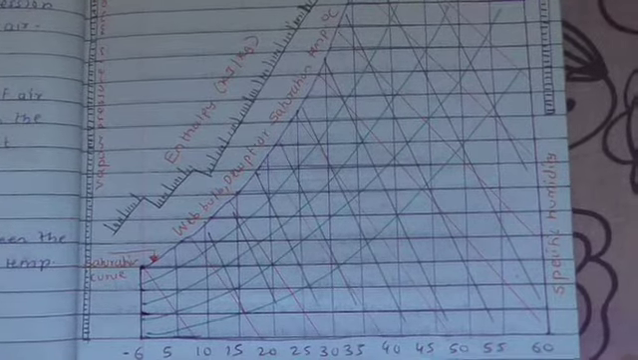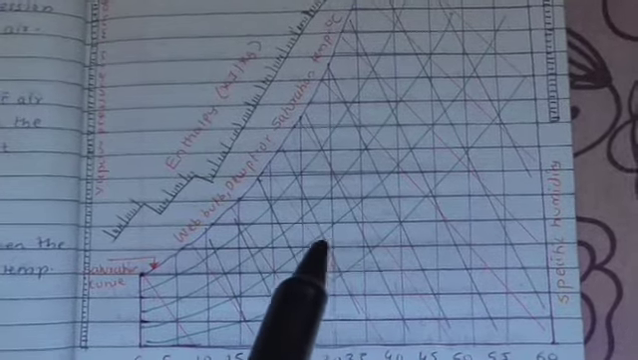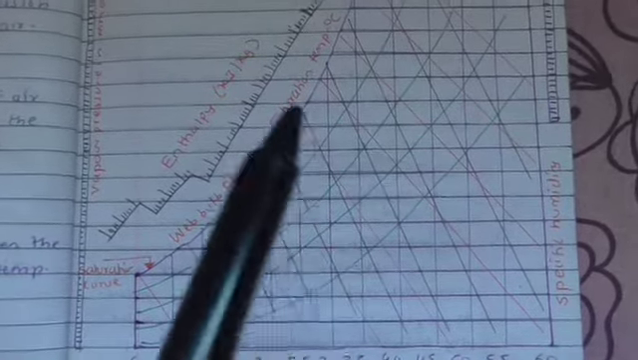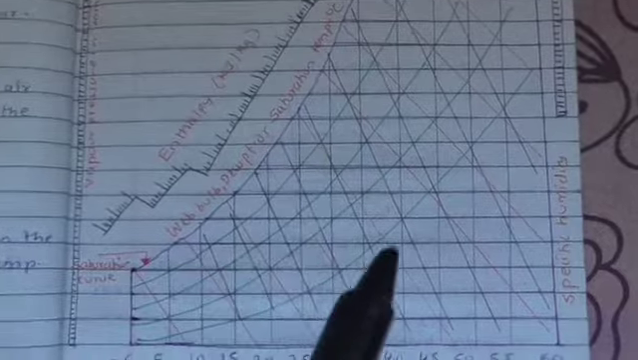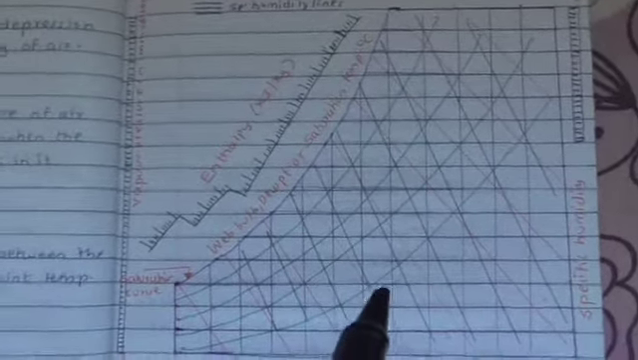At the same time, it is also useful for finding out the various properties of air, and the major advantage of using this psychrometric chart is that it will eliminate a lot of calculations. It will give us the direct values of the properties of air.